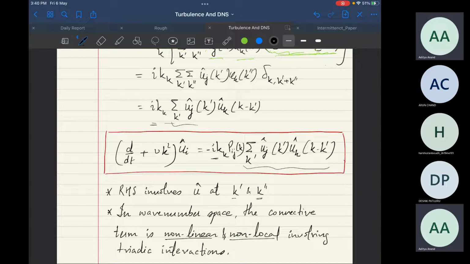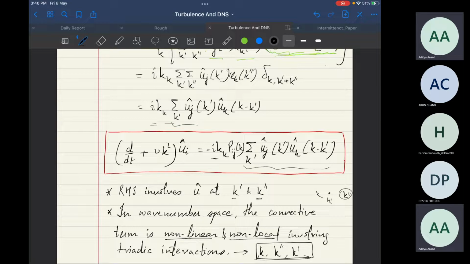So it's not like you're solving only for one k at a time. You have effects from other k's as well. If this is k prime and you choose some k double prime, you'll have to consider k, which is dependent on this one. So this is non-local as well, and this involves triadic interactions. A triadic interaction is basically contributions from three wave numbers: k, k prime and k double prime. That is why this is called a triadic interaction.